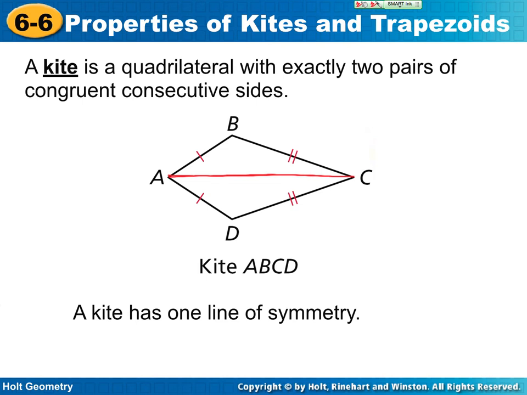Besides the sides that I have marked, what else would we be able to determine are congruent? Angles, which angles? DAC and BAC are congruent. So in other words, this diagonal bisects that angle, correct? And same thing on the other end, right? So that one's bisected.